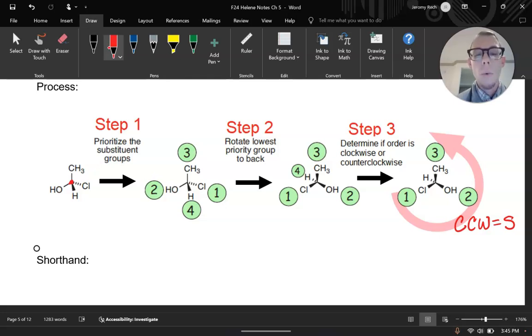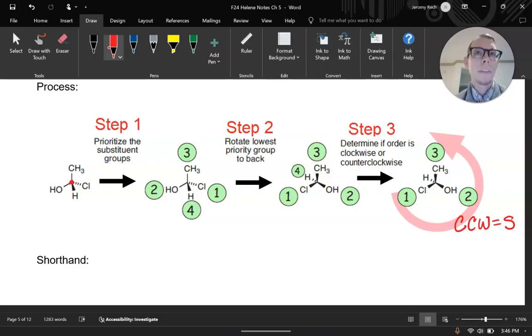Now, going through step 2 and redrawing that entire molecule and putting a group in the back isn't the easiest thing in the world. If you actually have a model kit, that's super easy. You can make the molecule and physically turn it, and you won't move your atoms because you're not breaking anything. All you're doing is spinning it. On 2D paper, that's a little more difficult. So I will often use a shorthand.